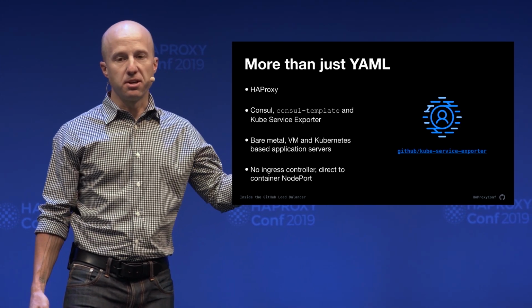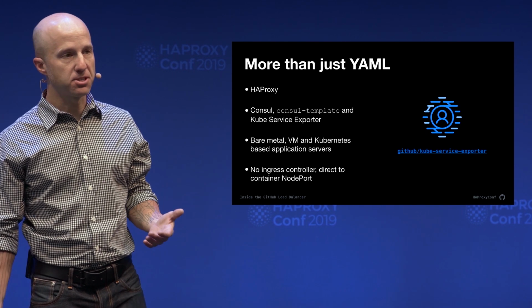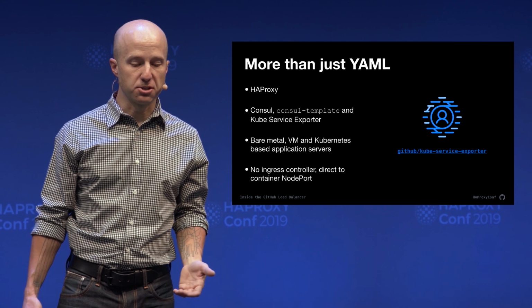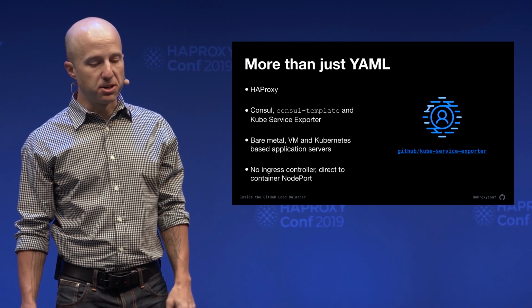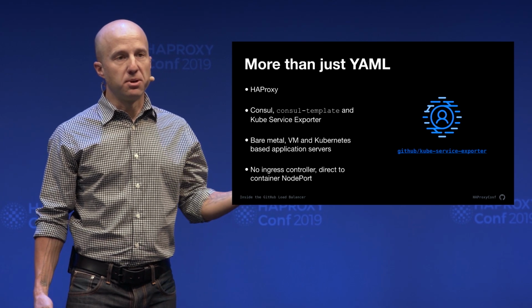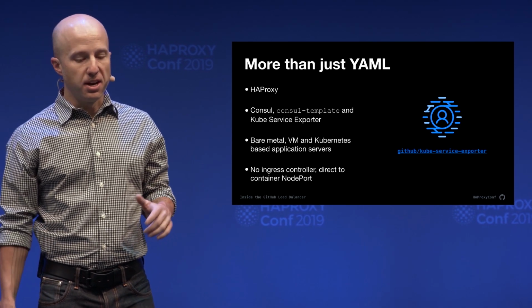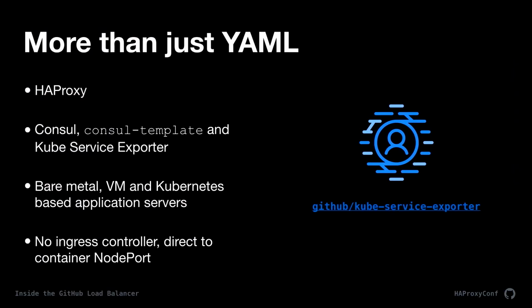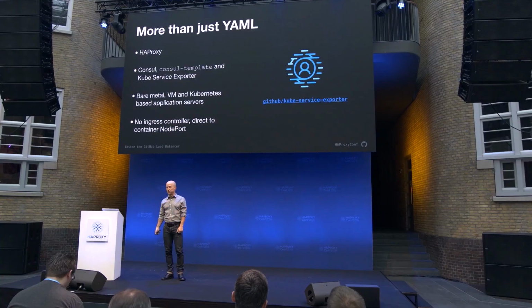From the director, the requests get forwarded on to HAProxy, which is all managed mostly using Consul and Consul Template, and using something called kube service exporter, which is our go-between gluing Kubernetes and HAProxy. We don't use any ingress controllers at all. We talk directly to node ports on kube nodes, and kube service exporter facilitates that whole thing. And again, this is all open source.